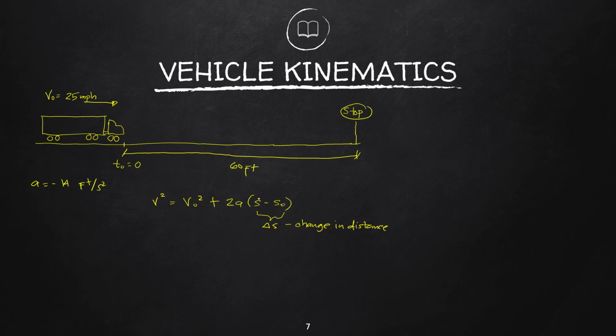We can just say that that would be 60 feet. We will determine the velocity of the truck when it ends this span of 60 feet. The initial velocity is 25 mph and the final should be 0. So the question in our mind is, will v, or the final velocity, be equal to 0 at the stop sign?